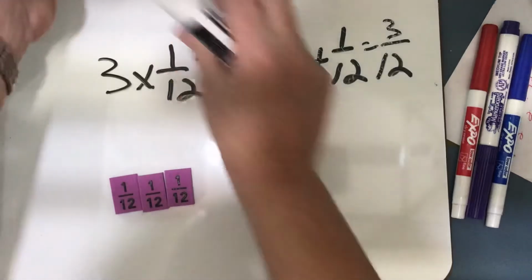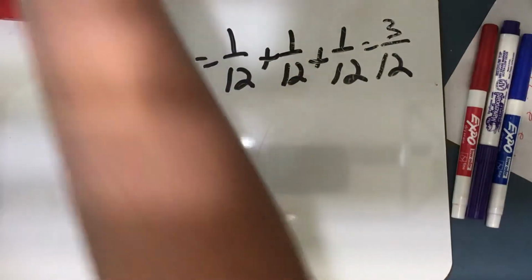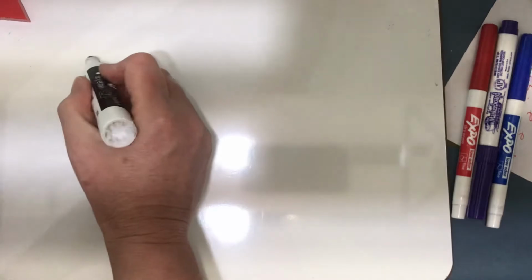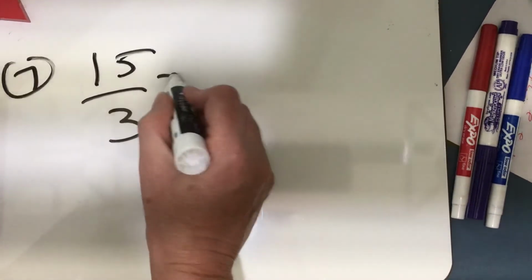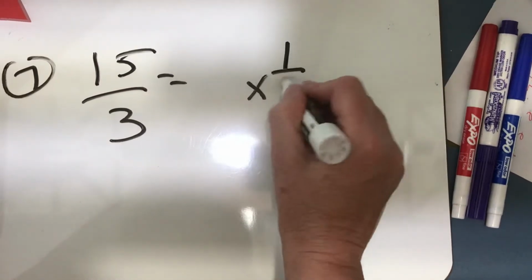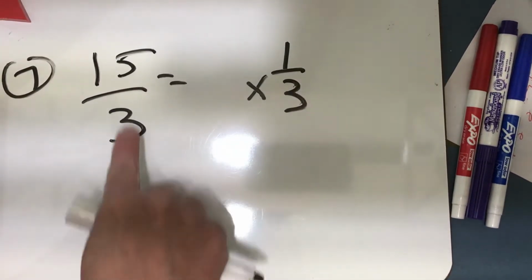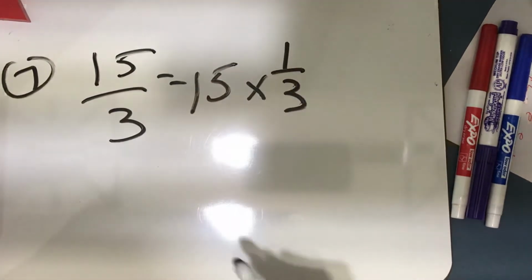All right, and the second part says to write the fraction as the product of a whole number and a unit fraction. All right, so I have on number 7, 15/3. Okay, that means the unit fraction, remember 1 has to be the numerator on a unit fraction. So if I have 15/3, that means I need to know how many times 1/3, because my unit fraction will be 1/3. Well, 15 times 1/3.